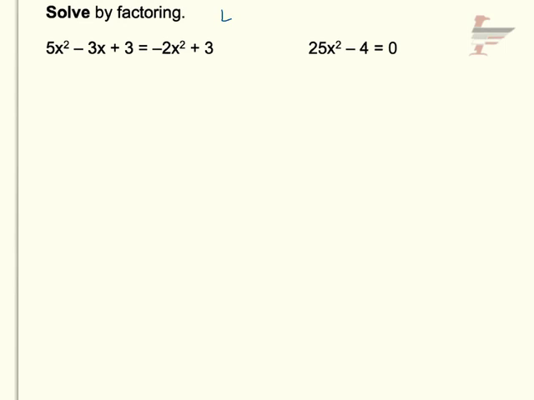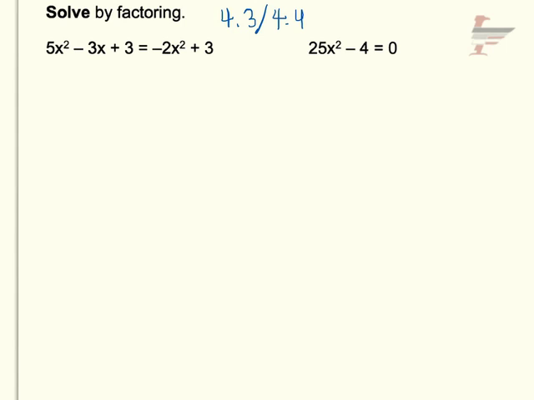Alright, this video is a review from sections 4.3 and 4.4. Both of those sections were on factoring and solving by factoring. So I'm just going to do a quick review of solving by factoring, because that will obviously involve the factoring process but also solving it. So kind of killing two birds with one stone.